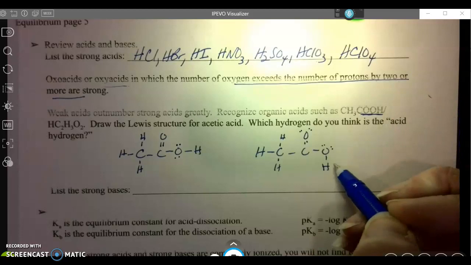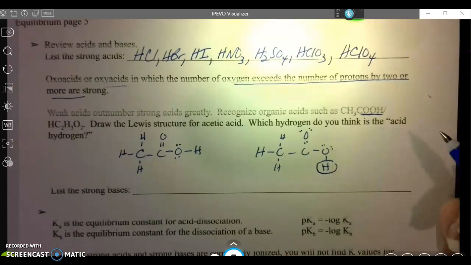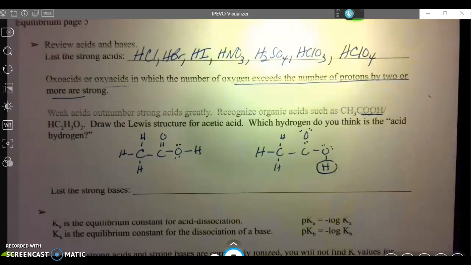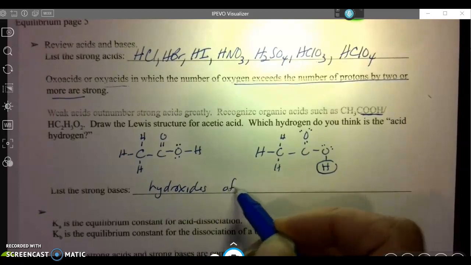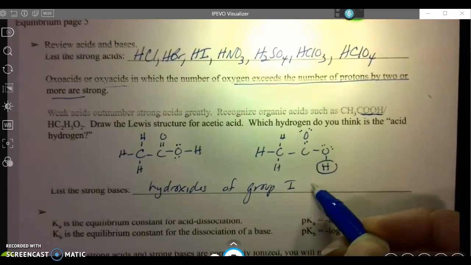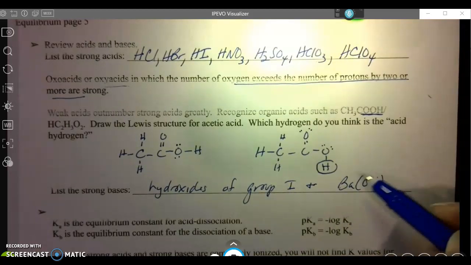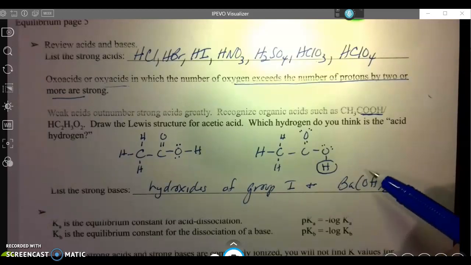So the acid hydrogen is this one here. Again, because of the hydrogen bonding, there's a lot of electron draw here. All right, then your strong bases are your hydroxides of group 1A, or again, just group 1 of your periodic table, and barium hydroxide. Barium's far enough down the list that it doesn't hold on to the hydroxides as well, so they ionize very well.